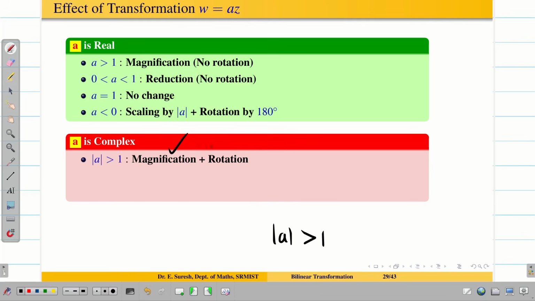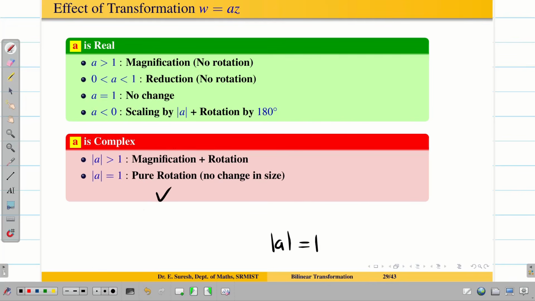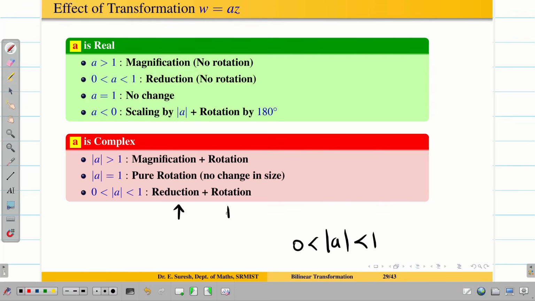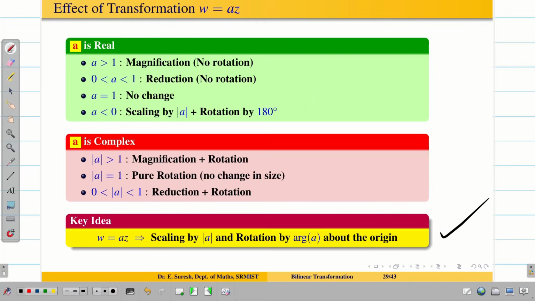Next, when A is a complex number, then if modulus of A is greater than 1, always we see there is a magnification and rotation. And if mod A is equal to 1, it is pure rotation. There is no change in the size. If modulus of A lies between 0 and 1, excluding 0 and 1, we can see contraction plus rotation, and this is the key idea. With these ideas, we are going to solve some problems.